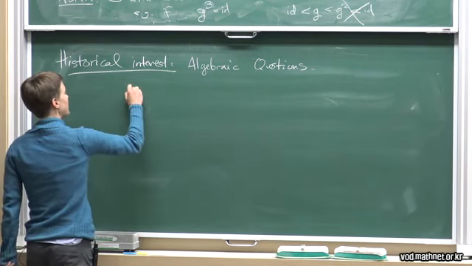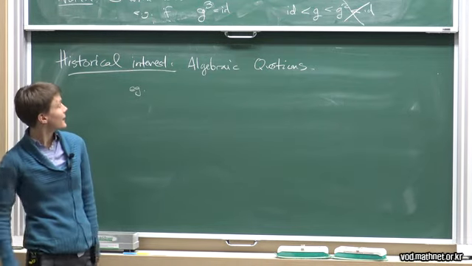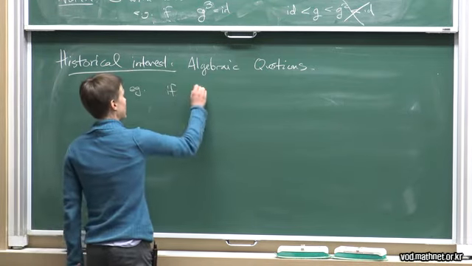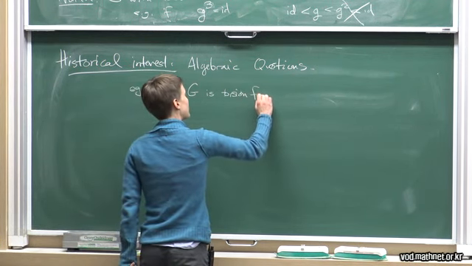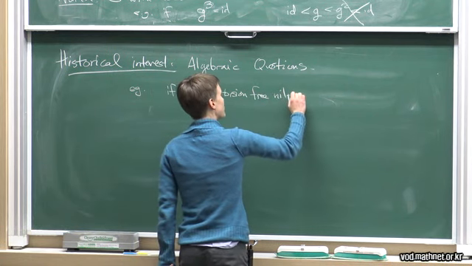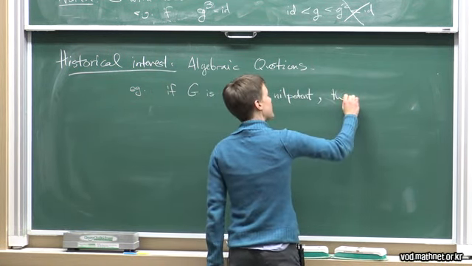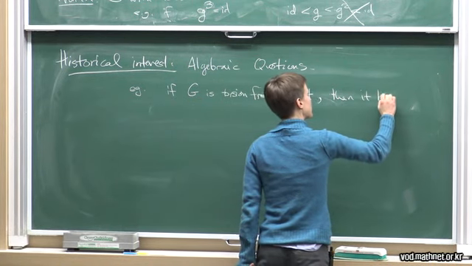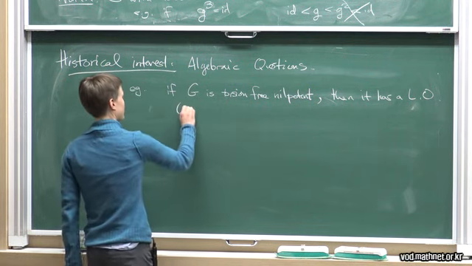So, sample theorems. Here's one of the second variety. If G is a torsion-free nilpotent group, then it admits a left invariant linear order. That's a result of Malcev.